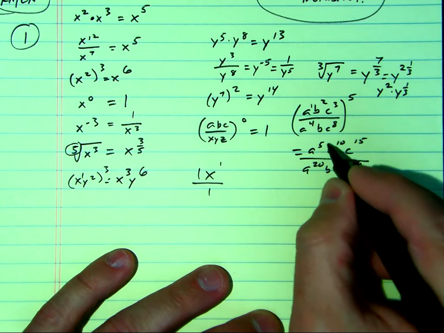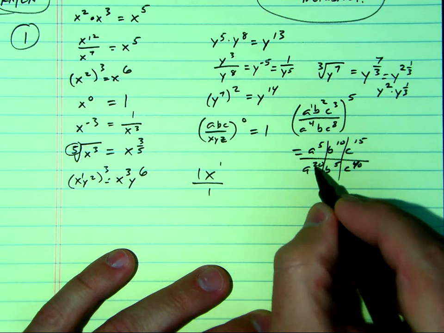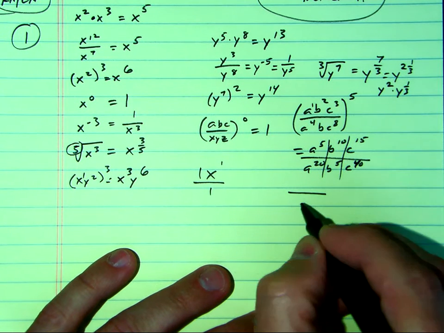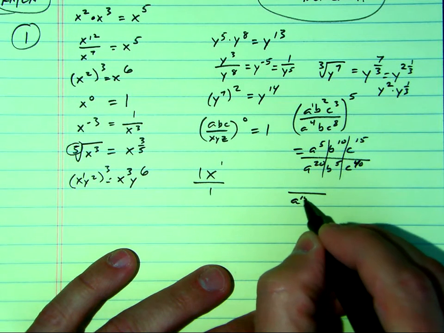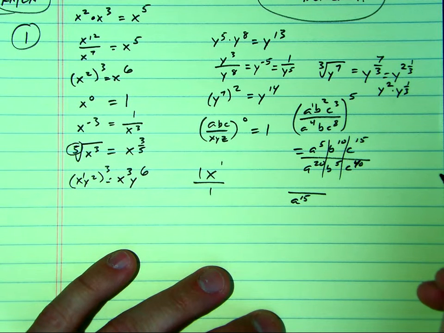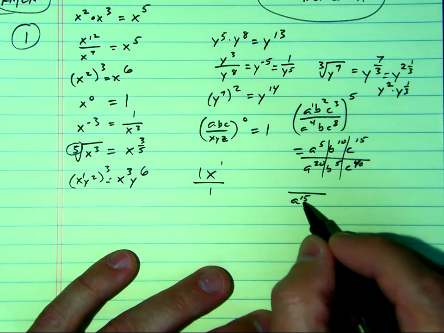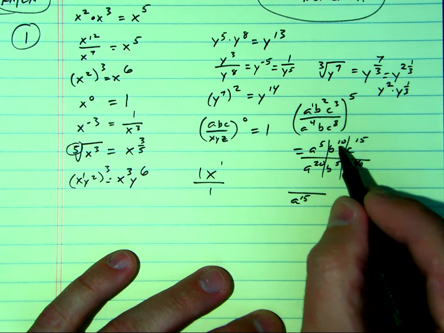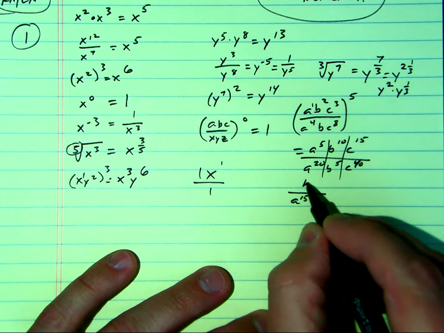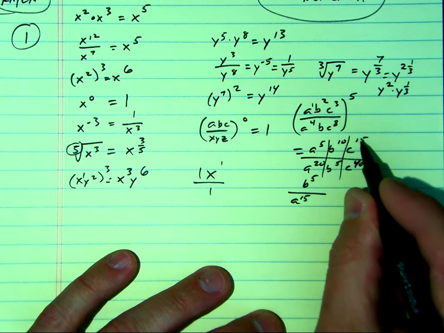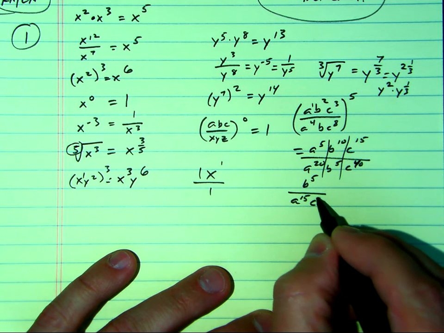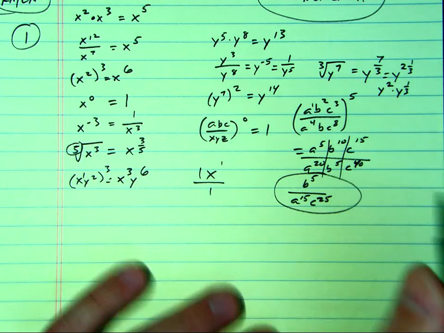Now we got to divide. What's 5 minus 20? 5 minus 20. It's a to the 15th. 5 minus 20 is negative 15, so I just leave it on the bottom. How about what's 10 minus 5? 5. B to the 5th, it's positive 5. 15 minus 40? Negative 25. All right, that's it for that video.